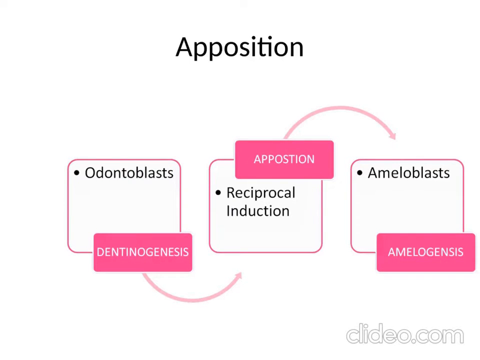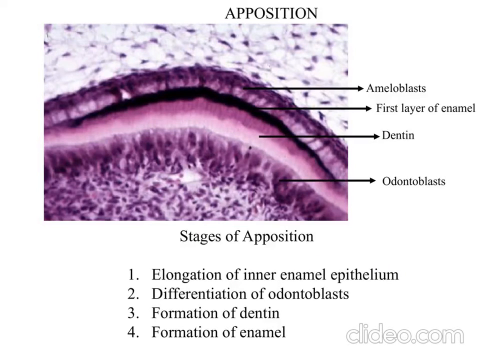are the cells which form the dentin, and they are present in the periphery of the dental papilla. The peripheral cells of the dental papilla will differentiate or change themselves into an odontoblast. Similarly, the inner enamel epithelium will convert itself into an ameloblast. This picture will show you more clearly.